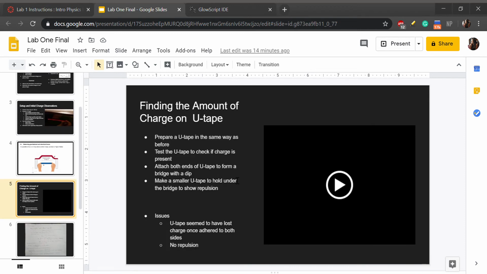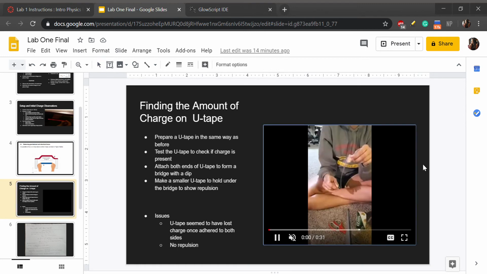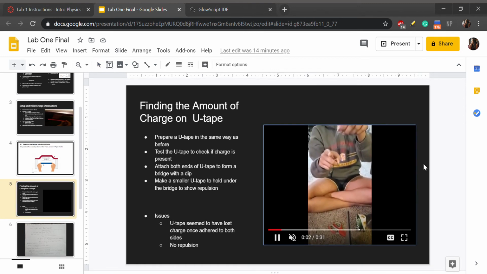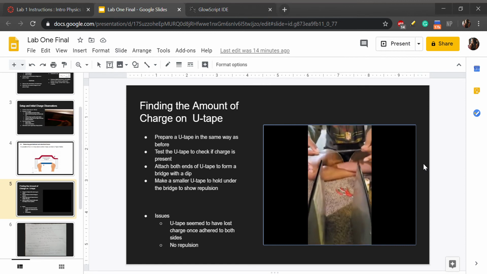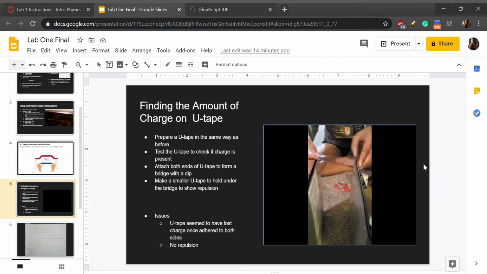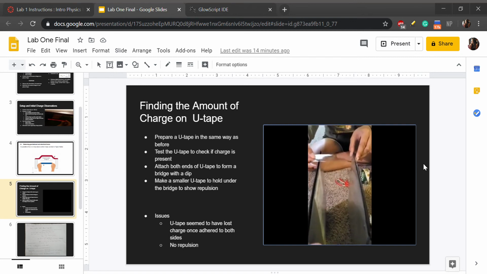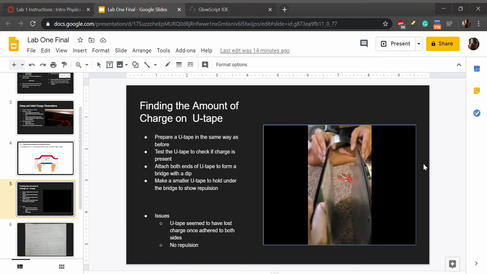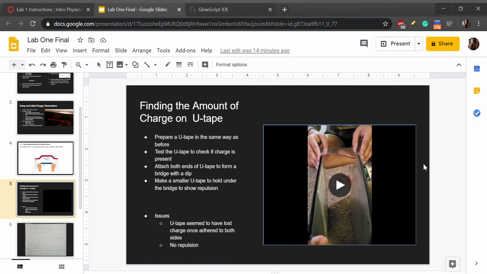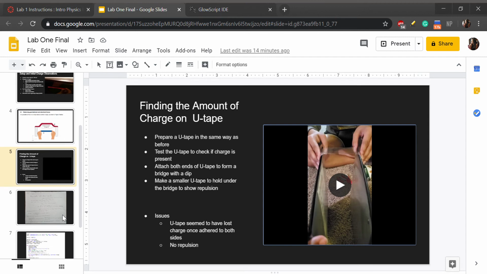So here you can see me setting that part up. So I prepared two U-tapes and I tested each U-tape to check if a charge is present, which in fact it was, and then I attached both ends of the first U-tape to binders to form a bridge with a dip, and I had a little problem where I seemed to repeatedly lose charge once I adhered it to both sides, and there was no repulsion between tapes A and B. So that actually comes up in one of the post-lab questions, where if you handle the tape too much, you actually end up losing the charge on the tape.